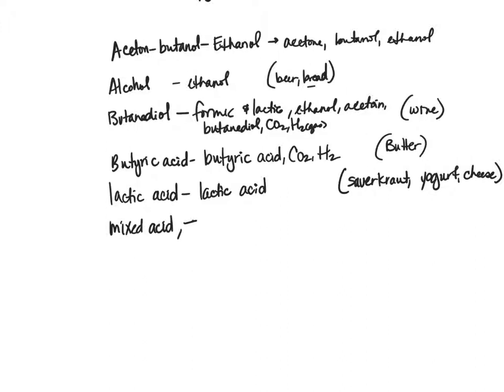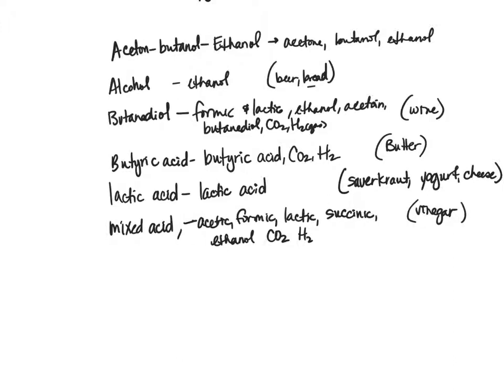Then we have our mixed acid, from which we can get acetic acid, formic acid, lactic acid, succinic acids, ethanol, carbon dioxide, hydrogen gas, and in this case we get things like vinegar, and then some other pharmaceuticals and things like that. And then propionic acid is the last one.